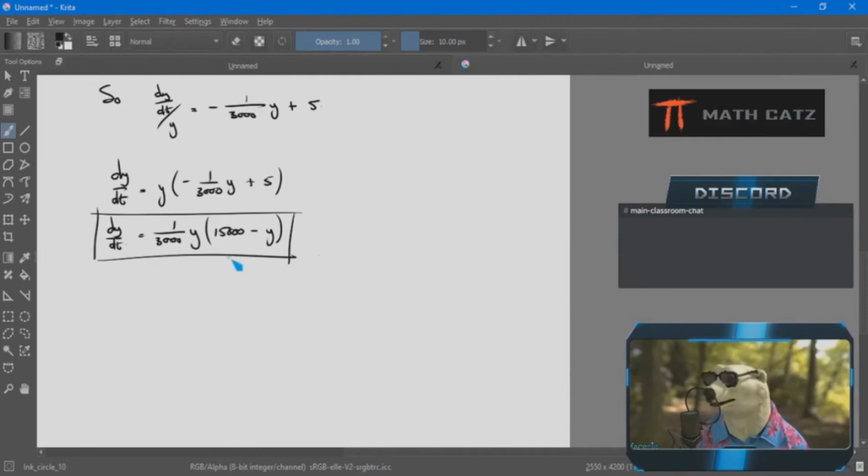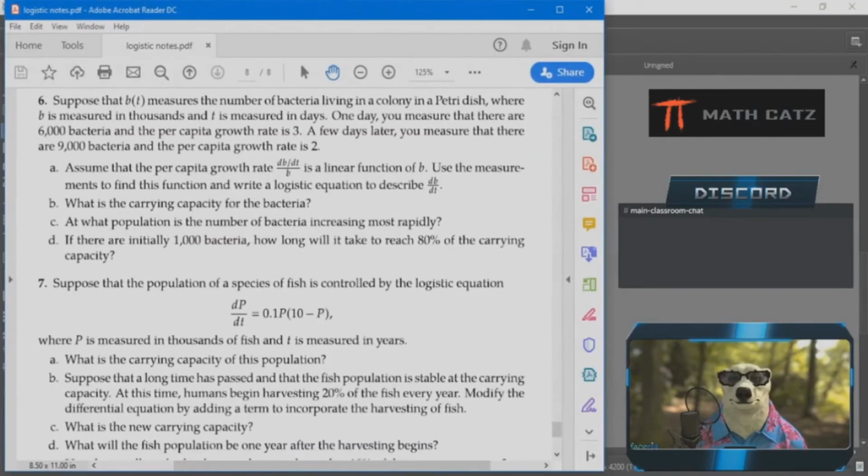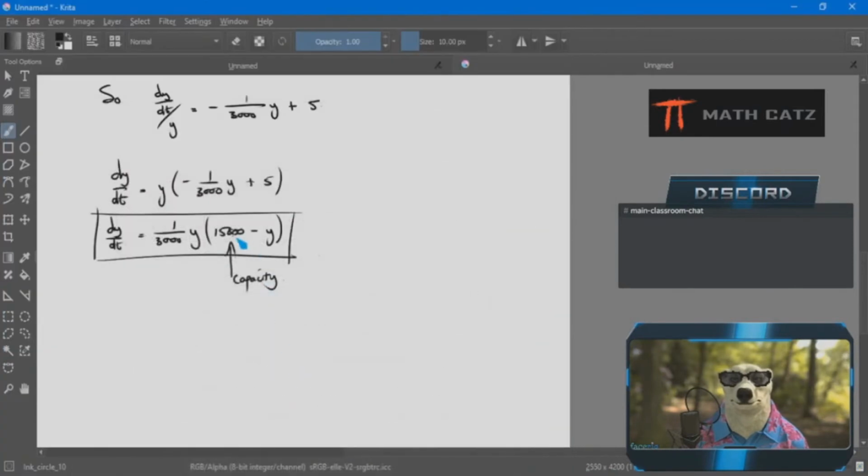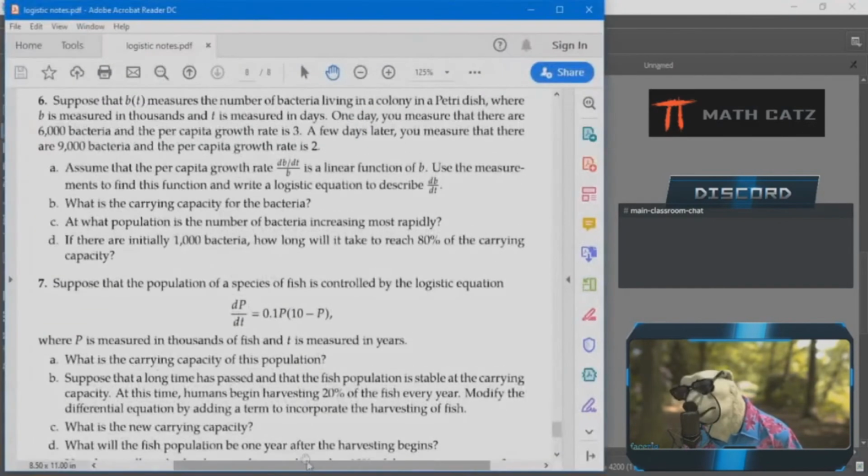All right, and now we can see, there's the capacity for this situation. There's my growth rate, if you want to call it that. And I think they do ask me that, what is the carrying capacity? That's right there, 15,000 for this Petri dish. Then they ask, at what population is the number of bacteria increasing most rapidly?